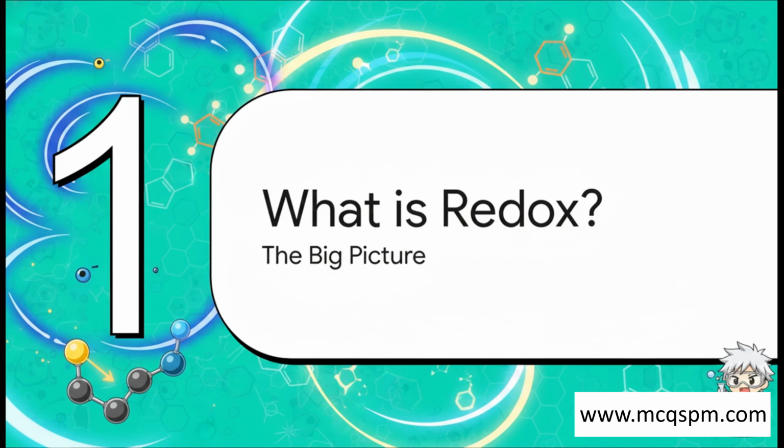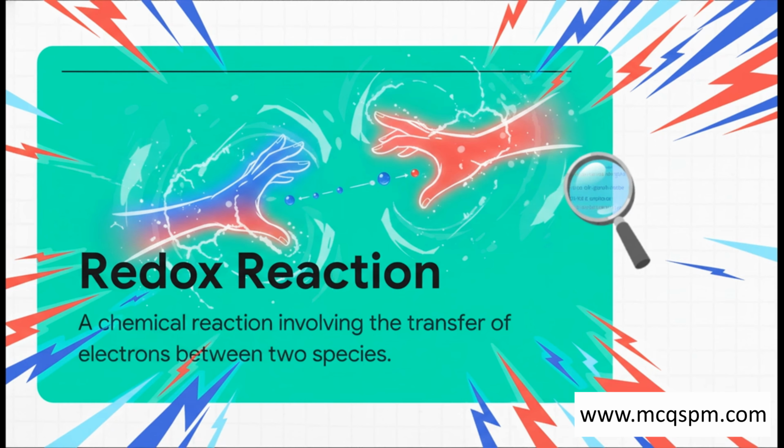Let's get the big picture. What on earth is a redox reaction anyway? So the textbook definition sounds kind of scary, right? A chemical reaction, change in oxidation state, transfer of electrons. Whoa. Okay, let's just push the jargon aside for a sec. All oxidation state really means is it's a number we use to keep track of an atom's electrons. It's like a score.